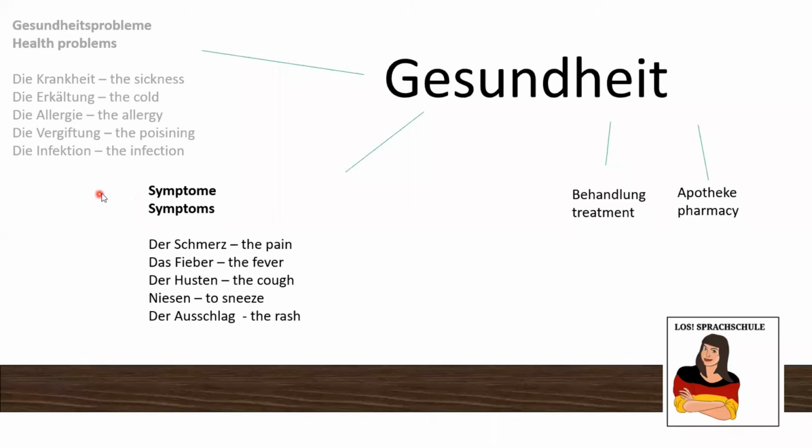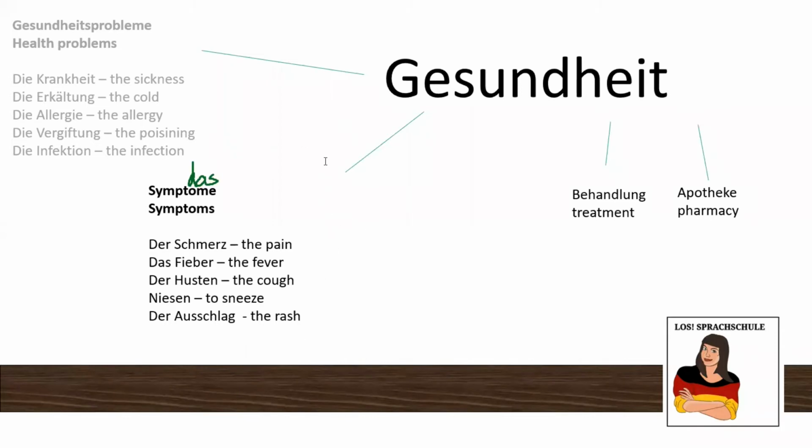Next one, Symptome. It's plural, die Symptome. By itself, it would be singular, it is das, it's neutral. Das Symptom. The symptoms. Der Schmerz, the pain. Das Fieber, the fever. Der Husten, the cough. Niesen, to sneeze. Der Ausschlag, the rash.